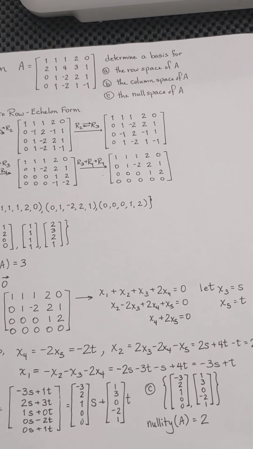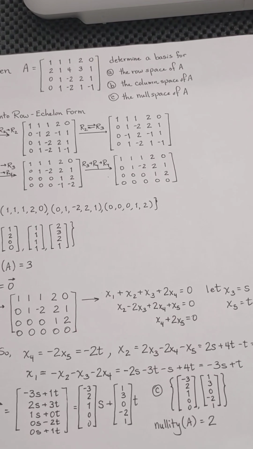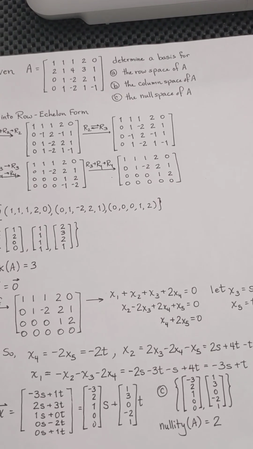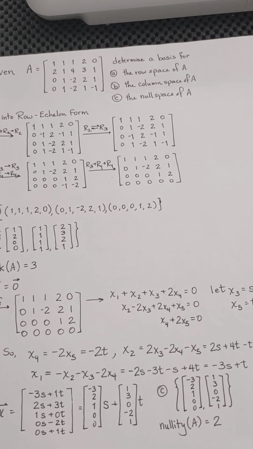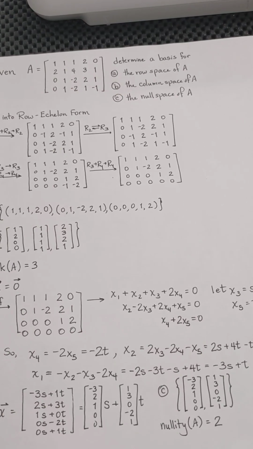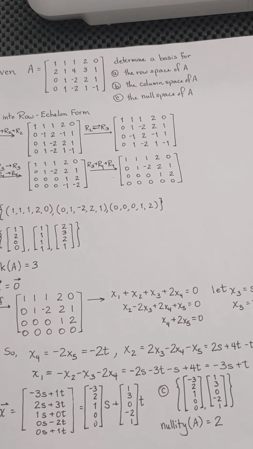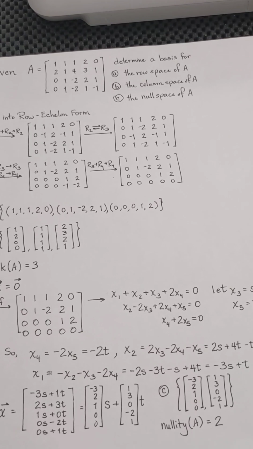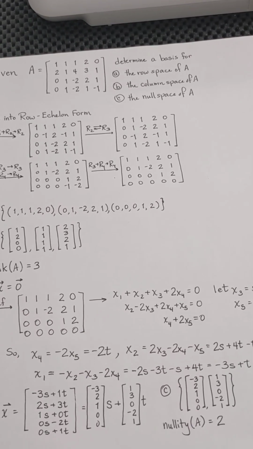Again, note that the rank of A was 3, the nullity of A was 2, and the number of columns of A was 5, 3 plus 2. That's not a coincidence. It always works that way.